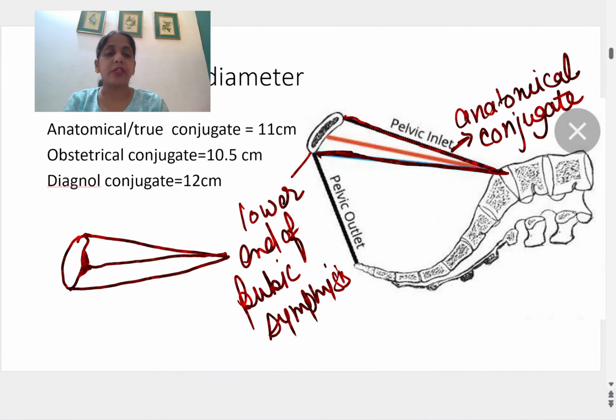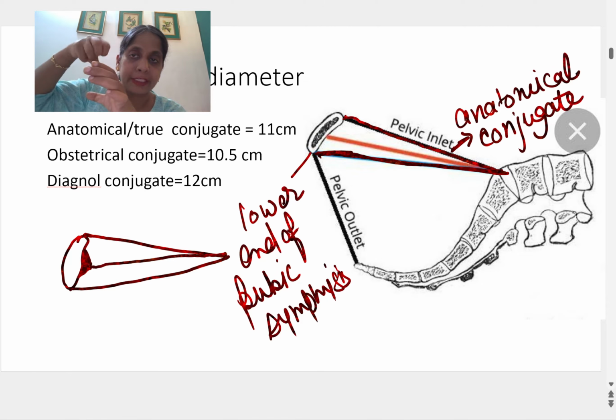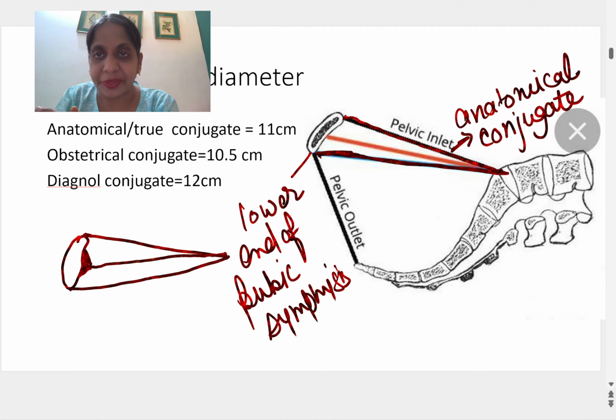Why is it known as the obstetric conjugate? Because it is very narrow, since the mid part is elevated, as you have seen. So it is the least diameter. And you know that the fetal head has to go through the pelvis, so this diameter creates obstruction. It has its obstetric relevance. That is why it is known as the obstetric conjugate.